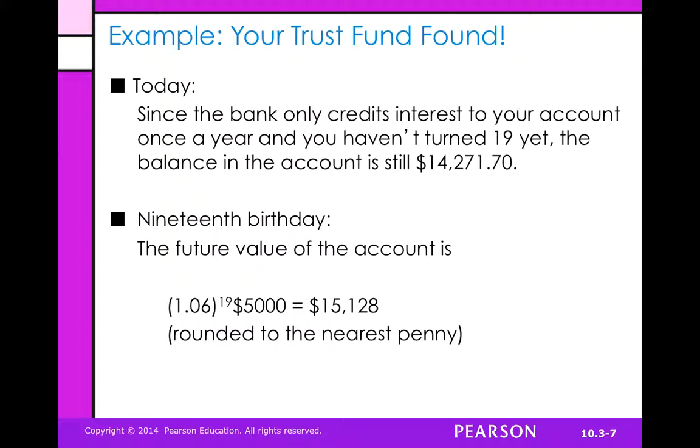Since the bank only credits interest to your account once a year and you haven't turned 19 yet, the balance in the account is still that. So let's see what happens if we wait till we turn 19. The future value is now, we'll just replace that 18 with a 19, and you get just over $15,000. So if you're willing to wait 2 months, you will essentially get $900, $1,000 in extra money.